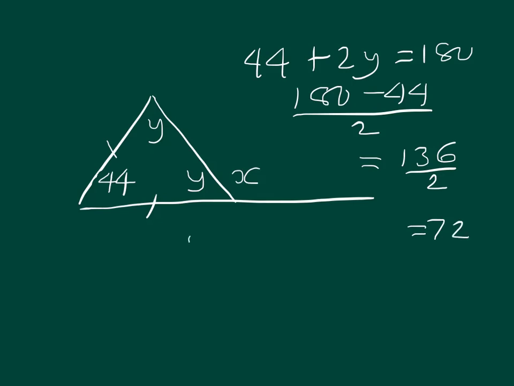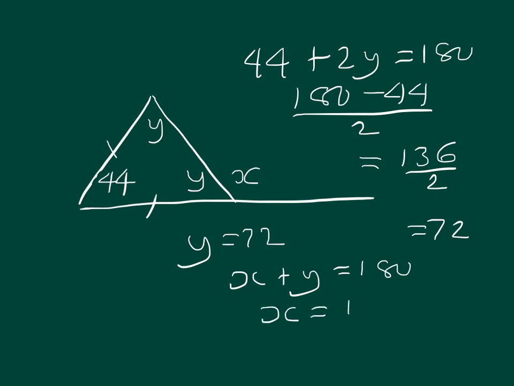So our angle y equals 72, and we know that x plus y equals 180. So x will equal 180 minus y, which is minus 72. So our answer is 108.